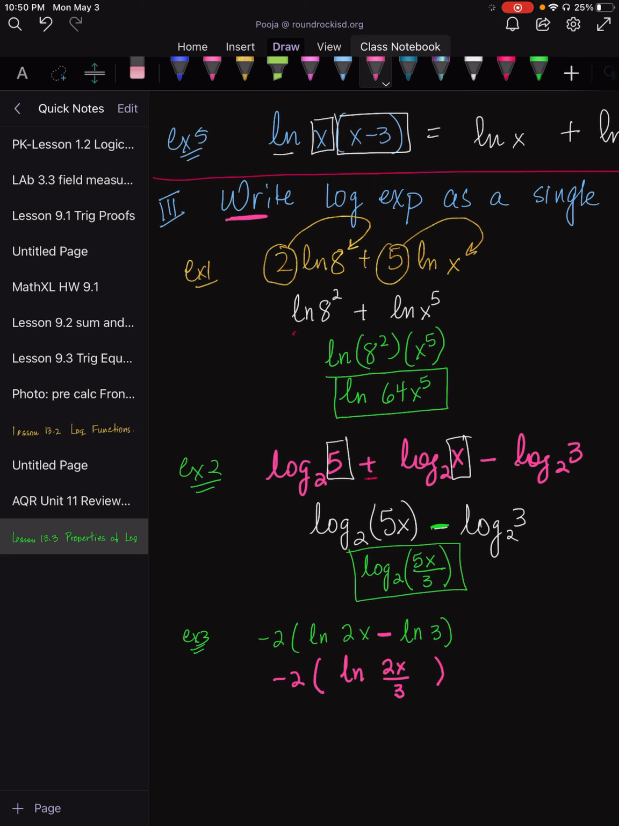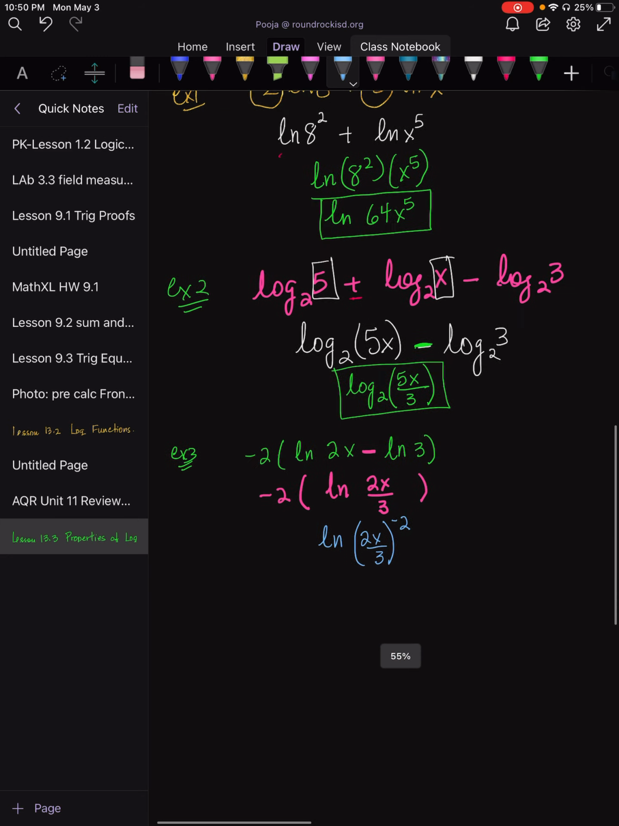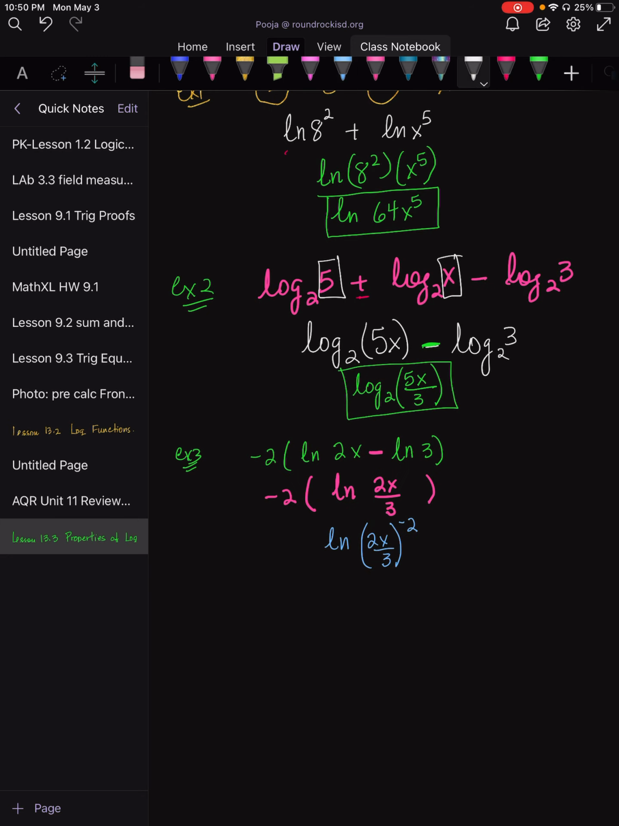Now that I've combined it, this -2 needs to go here as the exponent. So we have natural log 2x over 3 raised to the power of -2. Interesting, we actually have a negative power. Now back again to lesson 13.1, where I told you the property of what we do when we have negative exponents. Kind of like this.